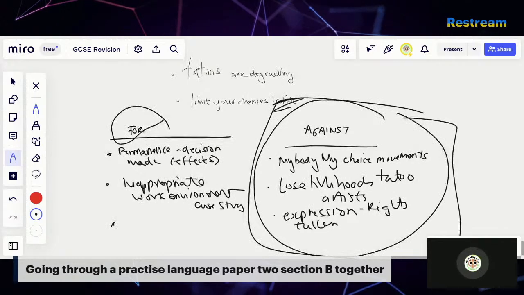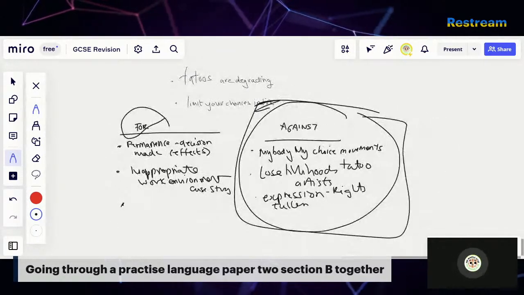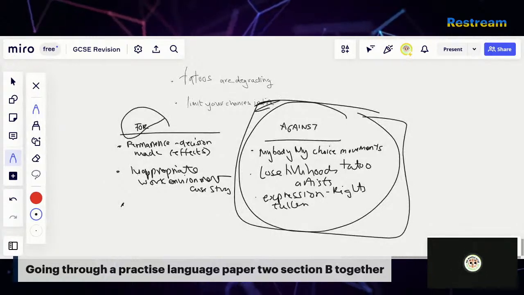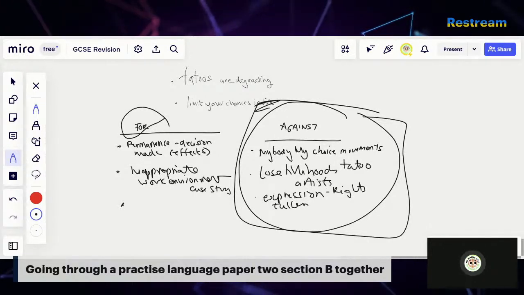Now, what I'm going to set you as your task to do is I would like you to, as the question says, write an article for a broadsheet newspaper in which you argue for or against this statement. As we said, it's for or against, but it's definitely the other side, and that is your task for today.